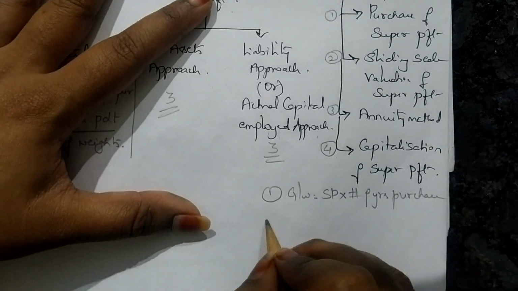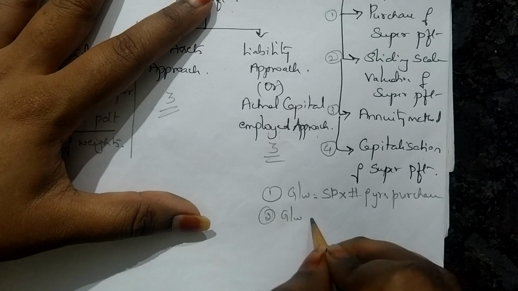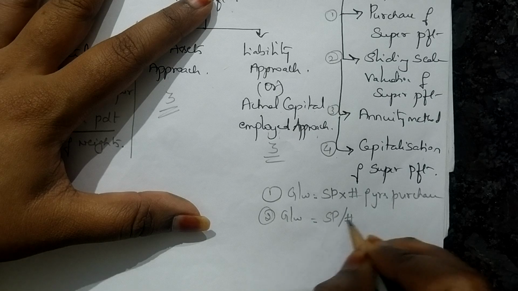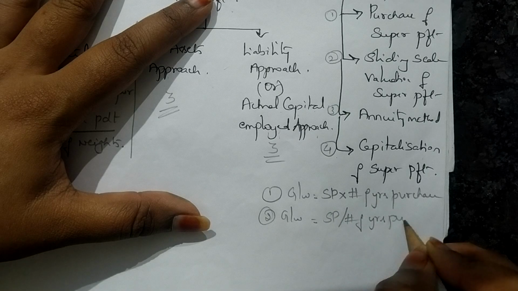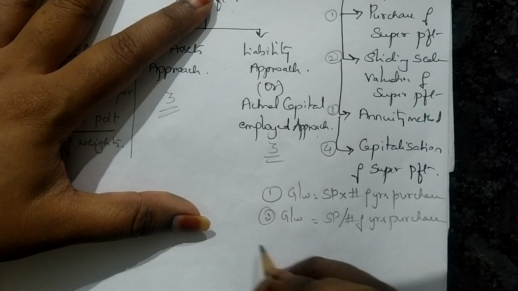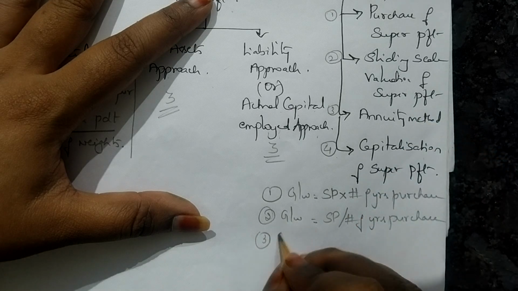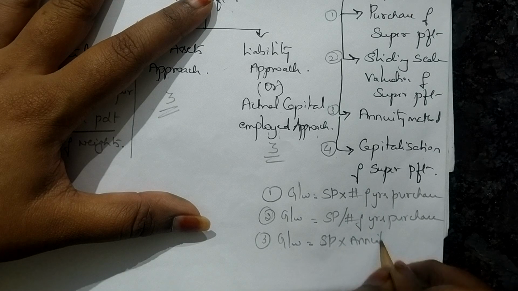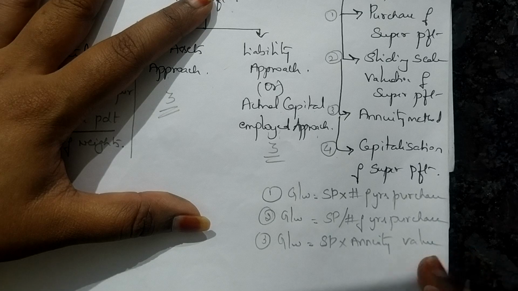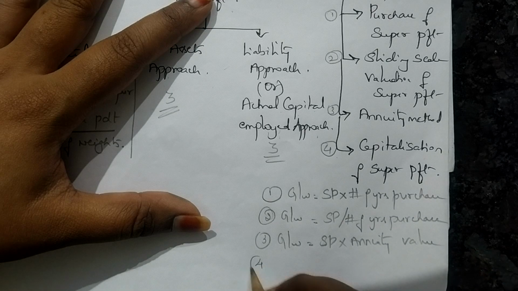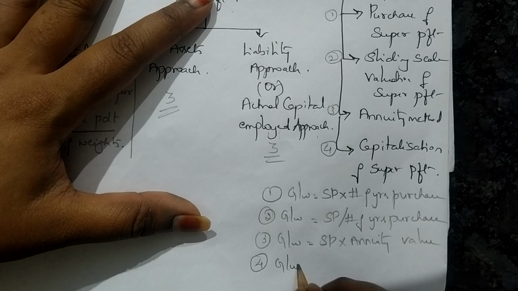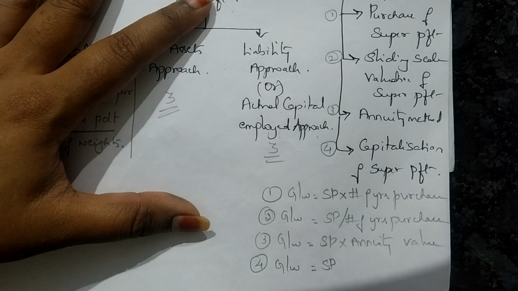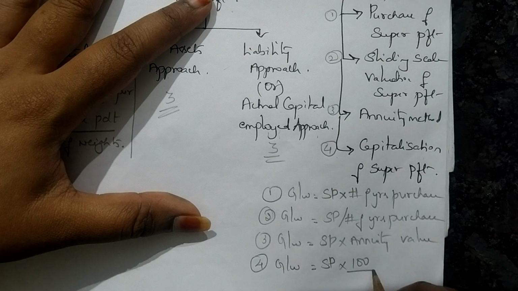If you're doing sliding scale, then your goodwill will be super profit divided by number of years purchase. Third one, annuity. If you're doing annuity method, goodwill will be super profit into annuity value. Annuity value will be given in the question. Fourth one, capitalization. If you're doing capitalization, then goodwill is given by the formula super profit into 100 divided by NRR.